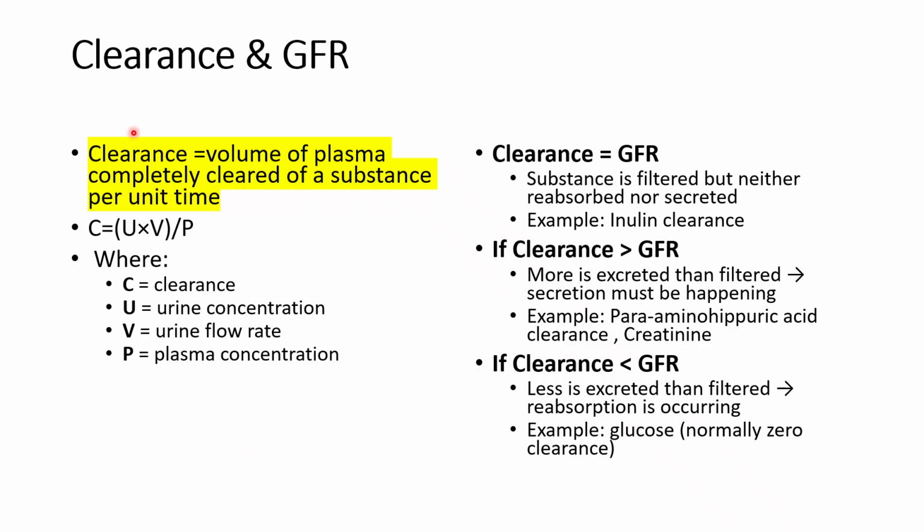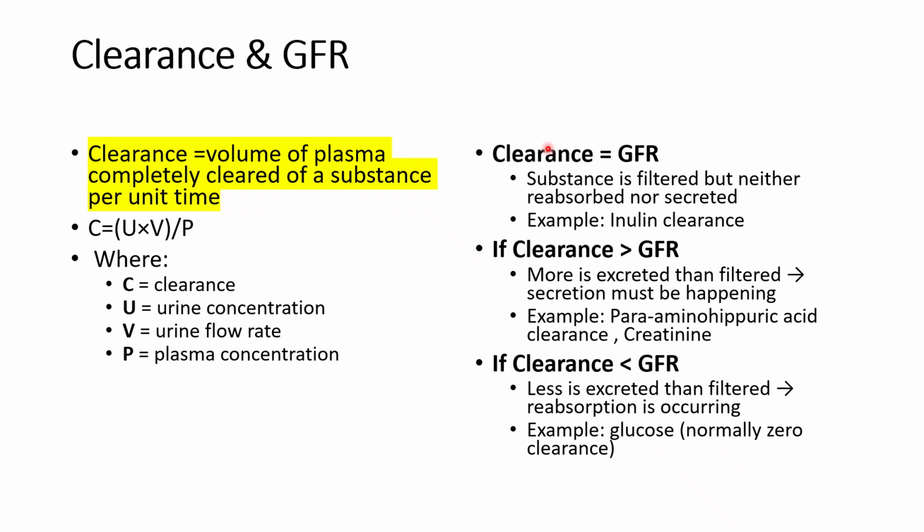So now we will study clearance and GFR. So what is clearance? Clearance is the volume of plasma that is completely cleared of a substance per unit time. The formula of clearance is C equals U multiplied by V, whole divided by P, where C is clearance, U is the urine concentration of the substance whose clearance you are calculating, V is the urine flow rate, and P is plasma concentration. So basically, any substance can have a clearance that is equal to GFR, more than GFR, or less than GFR.